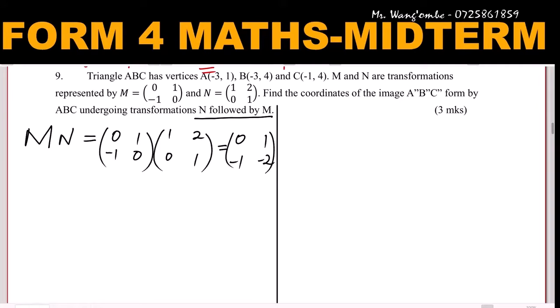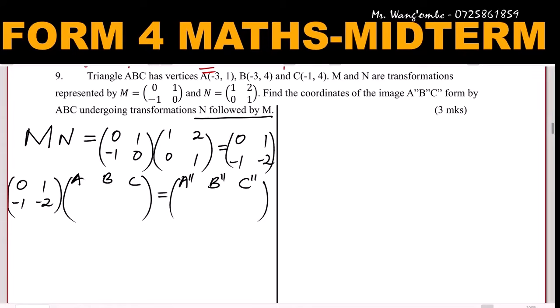After doing that, we now need to pre-multiply this one with the object, that is triangle ABC. So we have that matrix 0, negative 1, 1, negative 2. We multiply this by A, B, C in order to get A double prime, B double prime, C double prime. So this is negative 3, 1. For B, negative 3, 4. C, negative 1, 4.